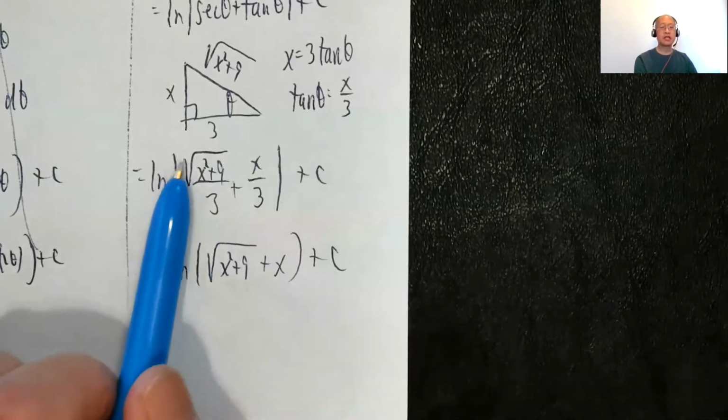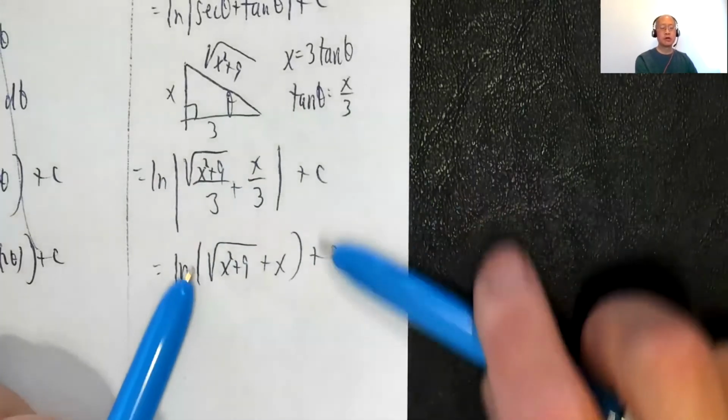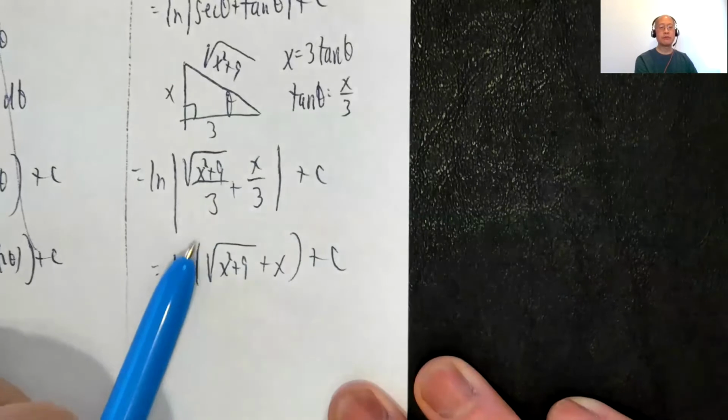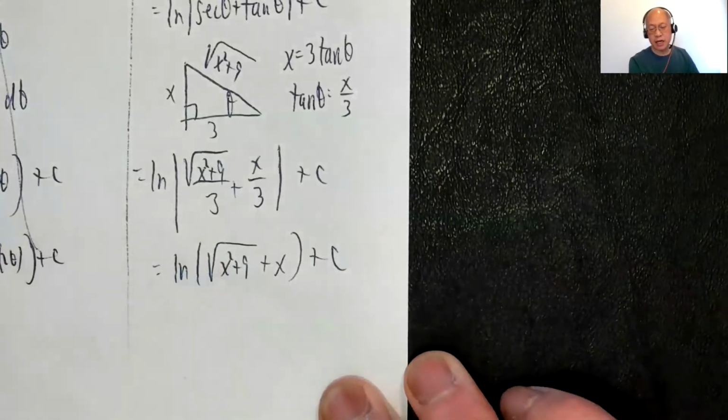And I talked about this in class. This expression can never be negative. So switch it back to parentheses. So ln parentheses radical x squared plus 9 plus x plus c.